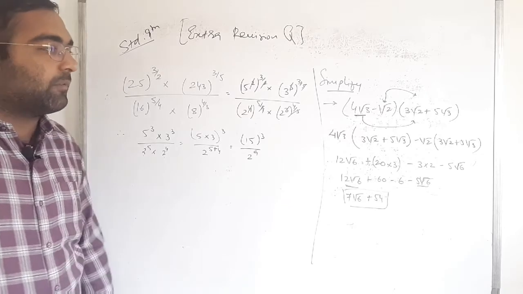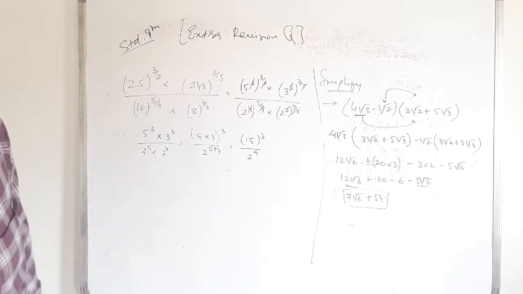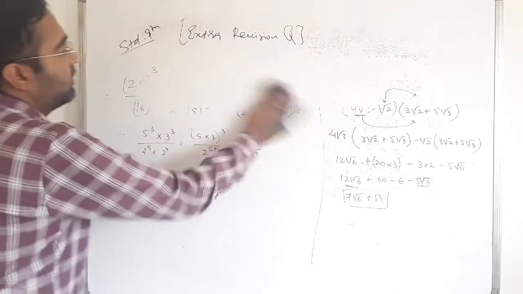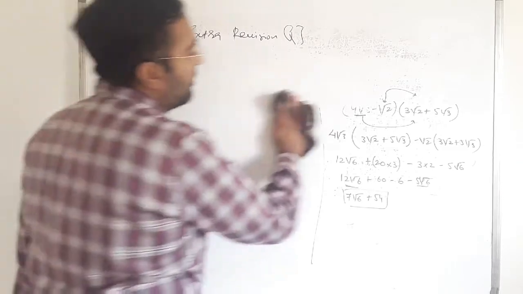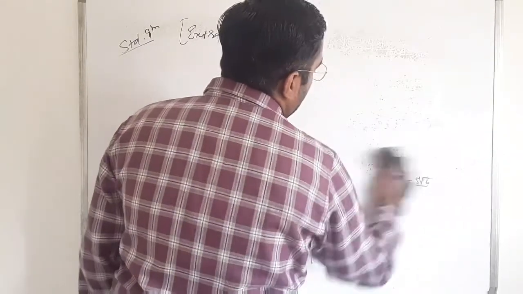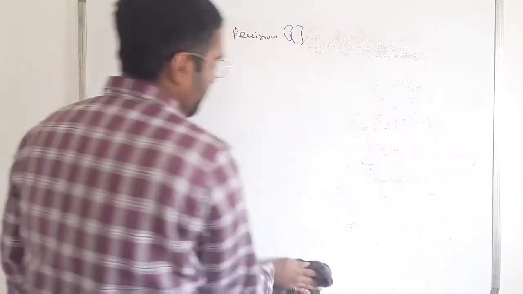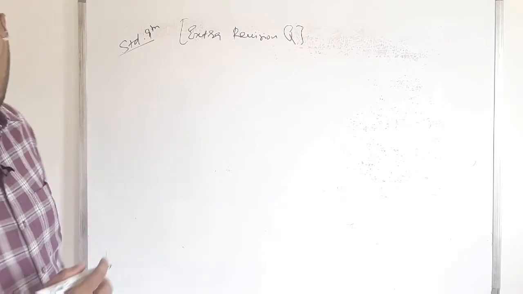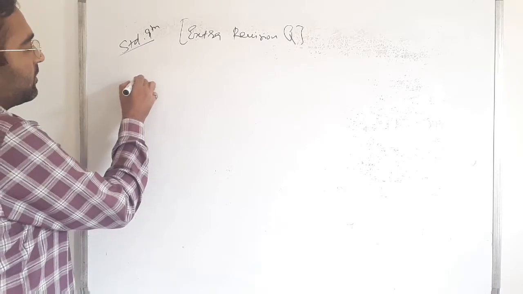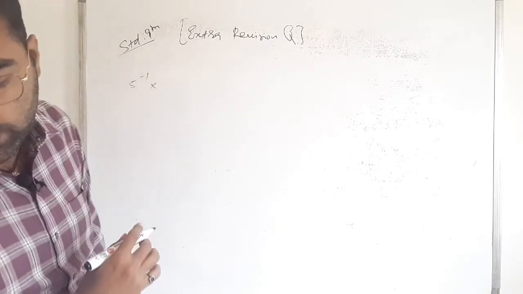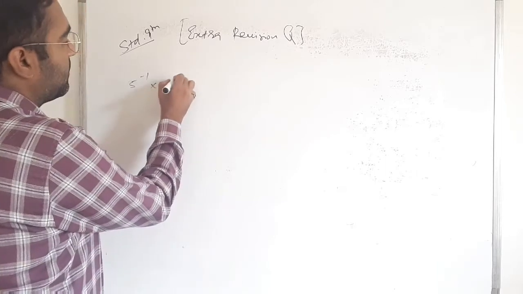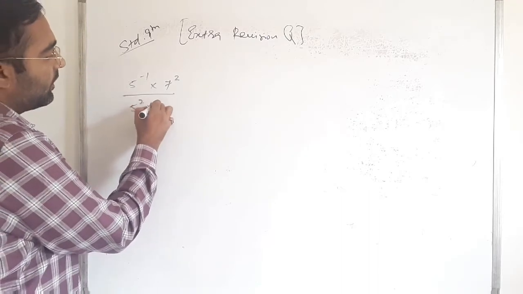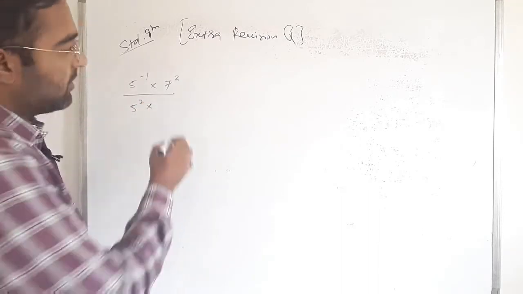Clear? So now we have to take a more interesting question again, and this is a tricky question, or maybe a tough question. Here the question is 5 raised to minus 1 into 7 square upon 5 square into 7 raised to minus 4.